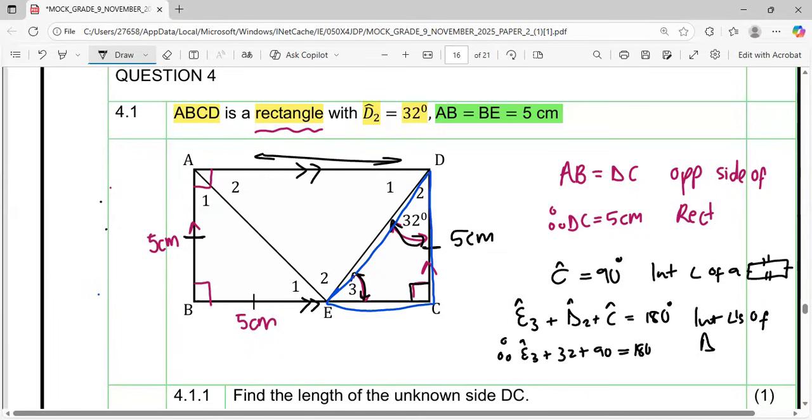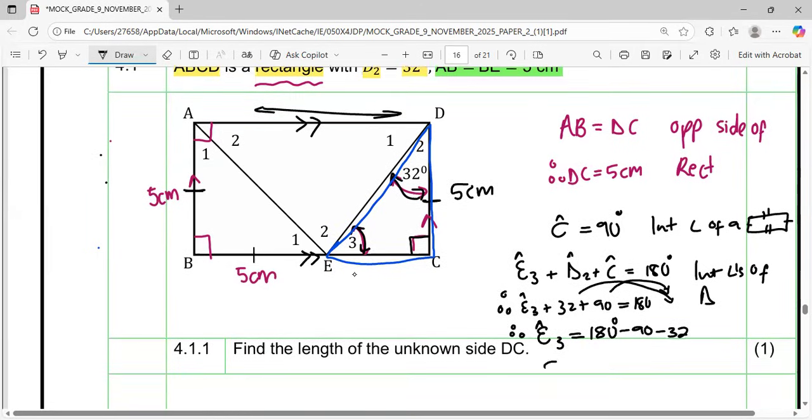So finally, E3 plus D2, which is 32 degrees, plus C, which is 90, is equal to 180. Therefore, lastly, angle E3 is going to be equal to 180 minus 90 degrees minus 32 degrees. So finally, angle E3 is equal to how much?